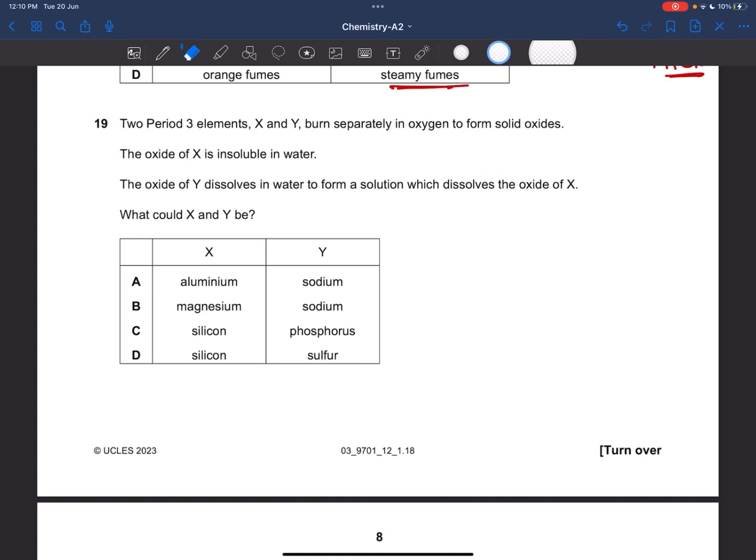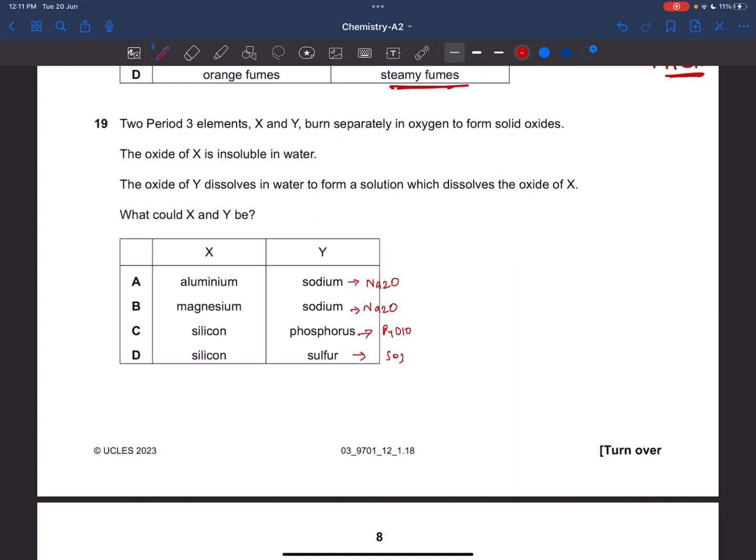So let's make the oxides first of all. To dissolve, basically one should make a neutral solution. One should be acidic, one should be basic, right? So if we look at aluminum, if we form the oxides, sodium will make Na2O, phosphorus will make P4O10, and sulfur will make SO3.